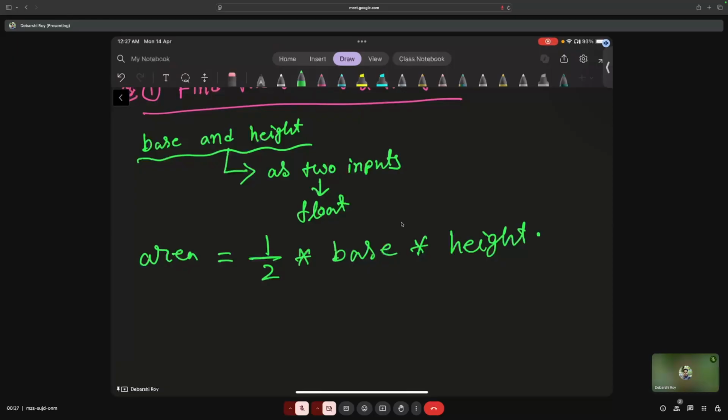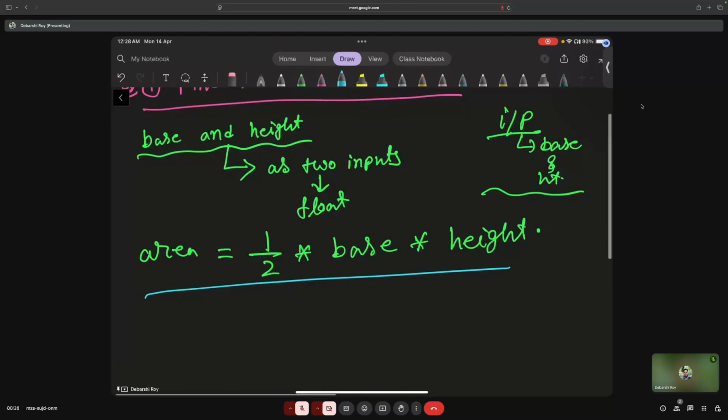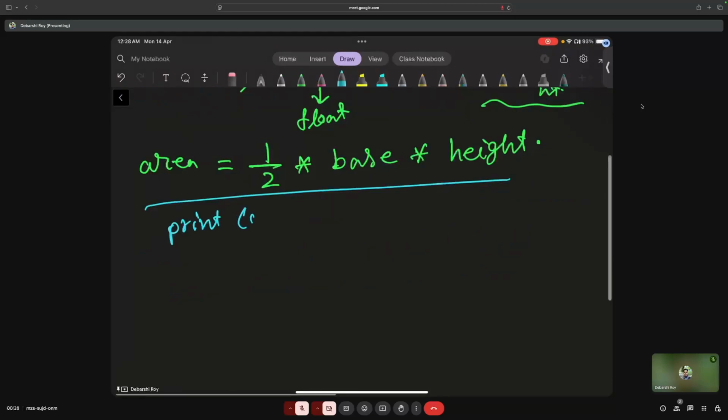I have already discussed in my previous video how to take input for base and height, and how to convert it into float or any type of data type. So just pause the video here. First take the base and height as input, and then calculate this area, and at the end print the area. This is the basic simple code.